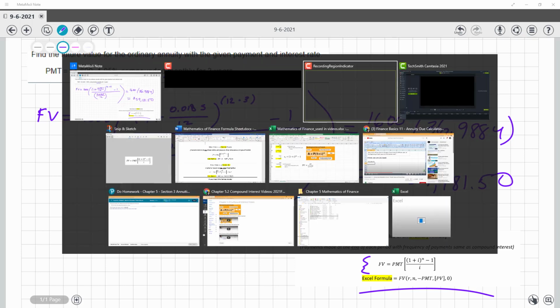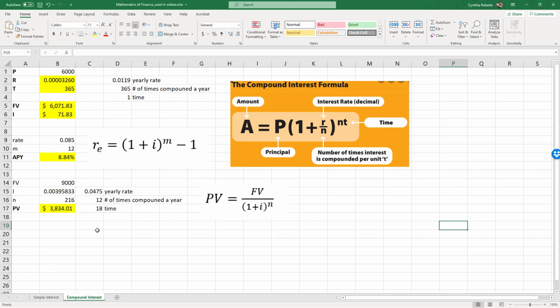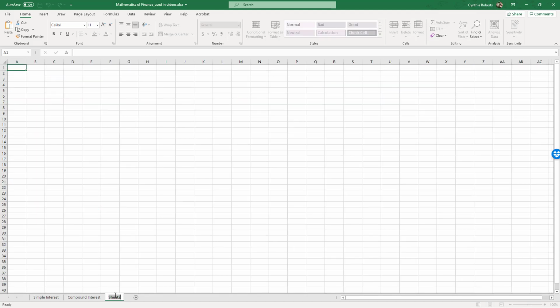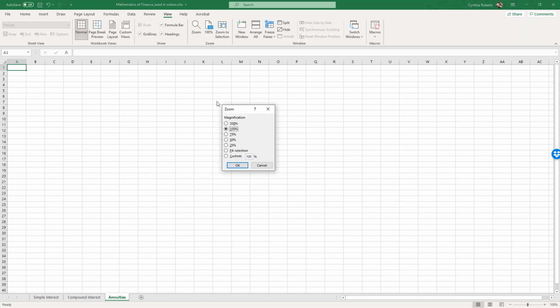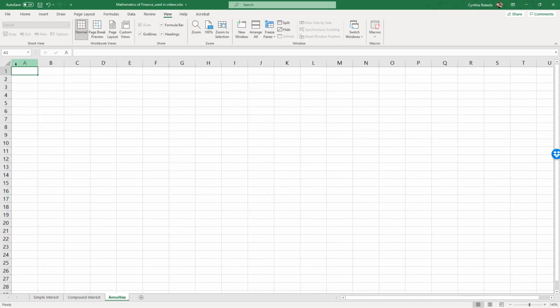Use Excel, use Excel, use Excel. Remember, all along we have been setting up this spreadsheet. I probably would add a new tab and call this Annuities. We'll make it bigger so you can see it. And then in here, as we solve, we're going to need the payment, we're going to need the interest, and then we're going to need the total time. So bold, bold, we'll make this over here our rate, and then the number of times compounded a year.